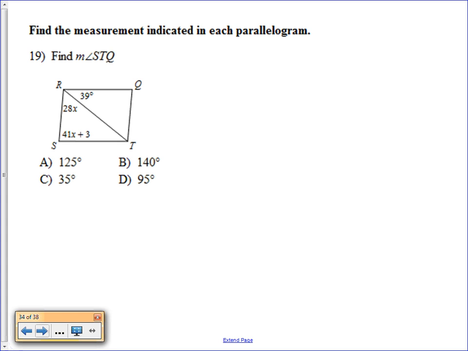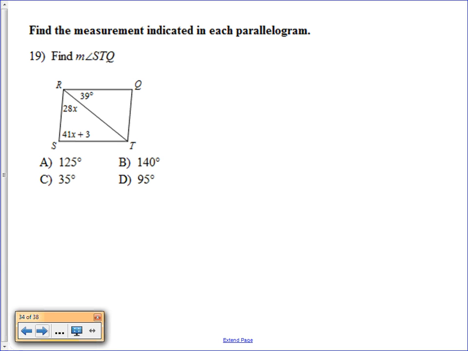Sum of the interior angles of a triangle. If this is 39, on the other side of that diagonal, down here, 39 plus... I've got to figure out a way to get STQ here. It says, what is STQ?